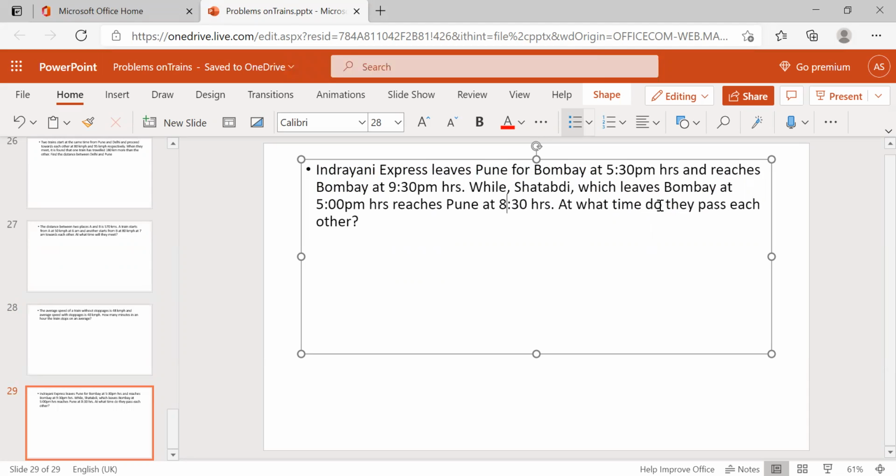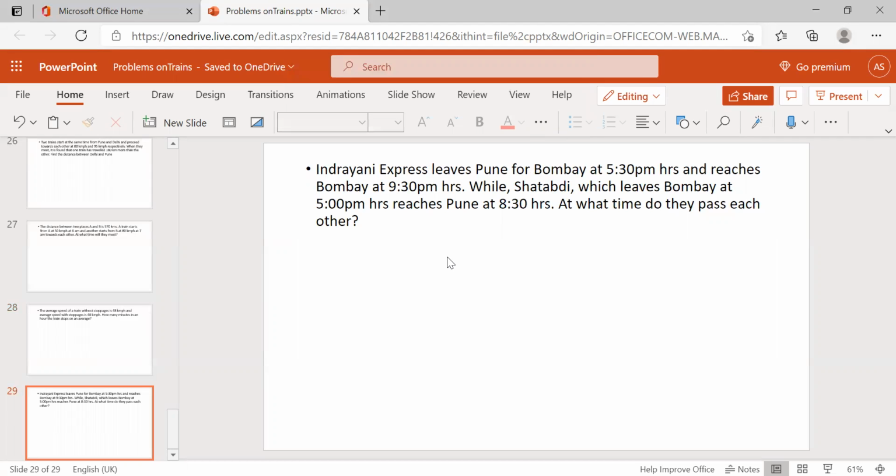8:30 p.m. At what time do they pass each other? The same question as before is given, but here they don't mention the speeds or the distance. They just give the time when each train started and when it reaches. So based on this data, what do we know?